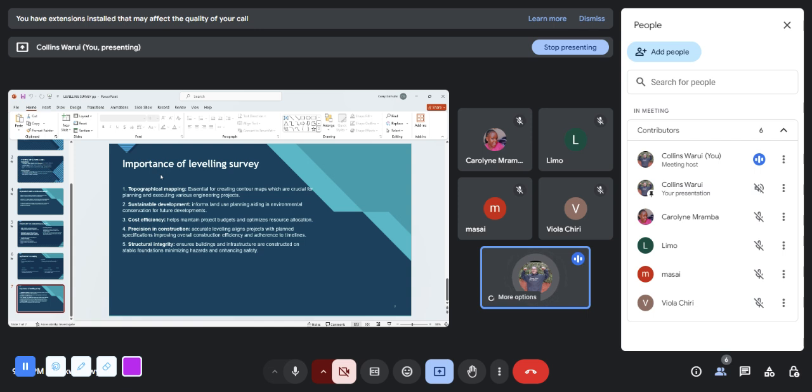So, in summary, we can say that the importance of leveling surveys lies in the ability to provide precise data essential for planning and executing construction projects. Accurate elevation measurements help prevent costly mistakes and enhance safety standards. So, think, can anyone share an example of a project where accurate leveling was critical? Anyone?